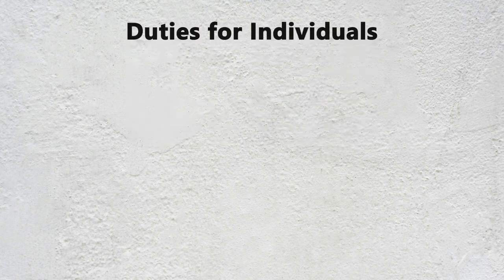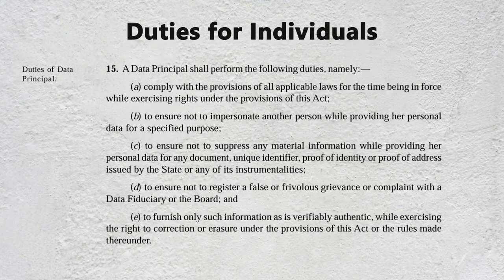Along with the rights, the Act lays down some duties for an individual. That is, number 1, you need to comply with all the applicable laws while exercising your right under this Act. Number 2, you should not impersonate another person while providing your data for a specific purpose. Number 3, you must not suppress any material information while providing your personal data. Number 4, you must not register a false or frivolous grievance or complaint. And number 5, furnish only information that is verifiable and authentic while exercising your right of correction or erasure.